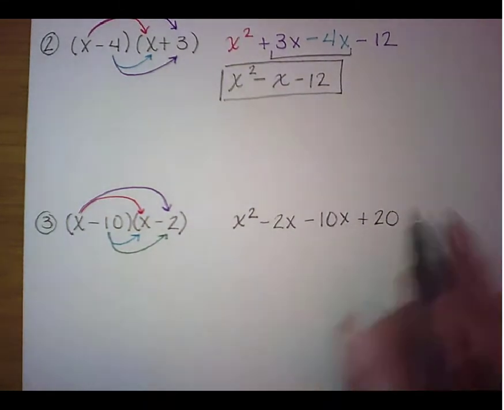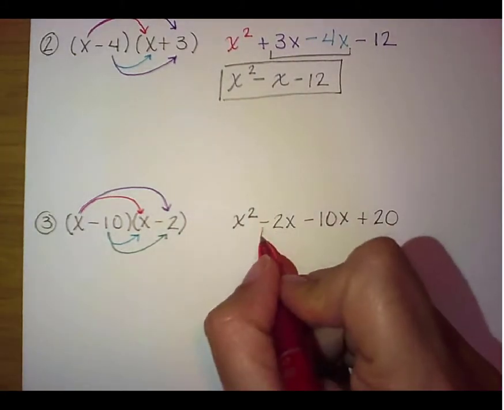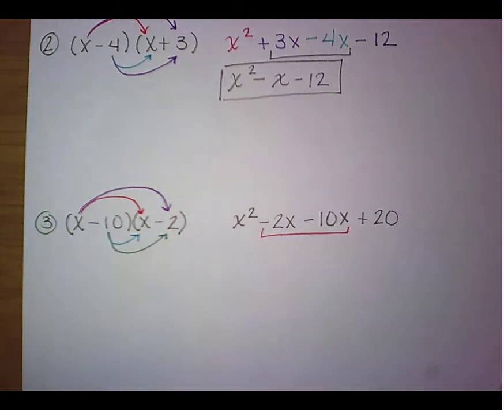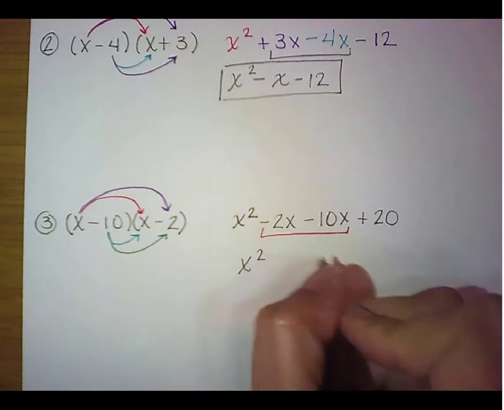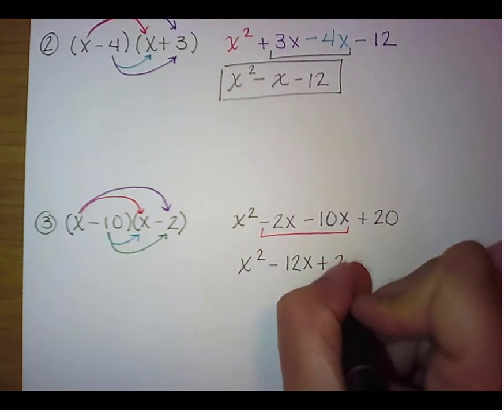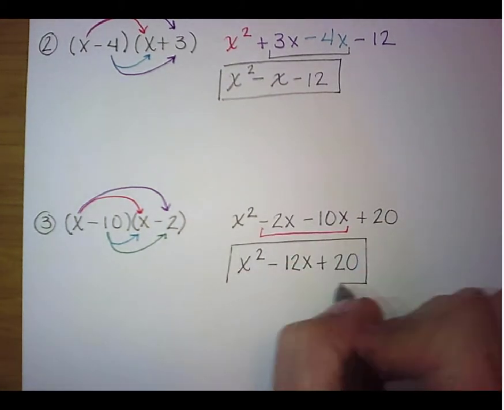And again, once we get it all multiplied out, we can look and say, hey, wait, these two in the center are like terms. Since they are both negative, we are going to add them and keep that sign. So this is going to end up being x squared minus 12x plus 20. And that would be our answer for that third example.